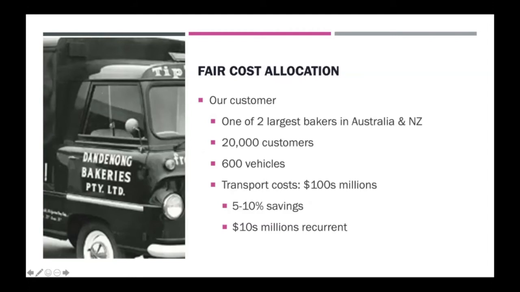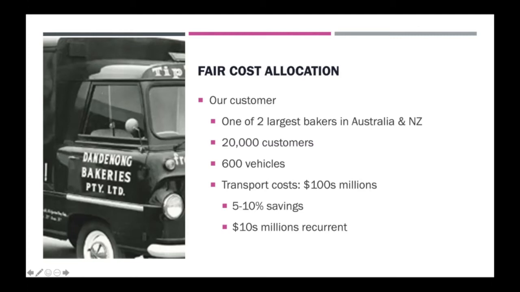And I just want to spend a couple of minutes giving an example of the sorts of focus that we have, the sorts of technical approaches, based on an example that we worked on a few years ago about one aspect of trust, which is how we make fair decisions. This is a problem with a very large, fast-moving consumer goods company. It's one of the two largest bakers in Australia, Tip Top Bakeries. They have a very large supply chain problem. 20,000 customers they deliver bread to most days, over 600 vehicles delivering that bread. They spend hundreds of millions of dollars each year on transport costs, and we were looking to help them optimize their costs in their supply chain, and work out which of the customers were costing them too much money.